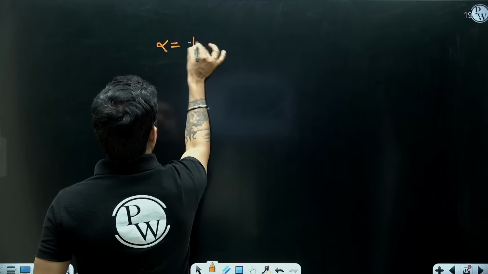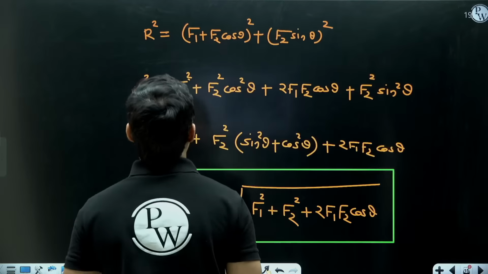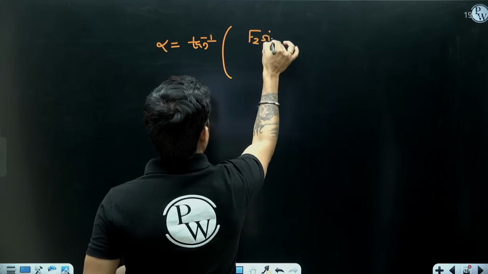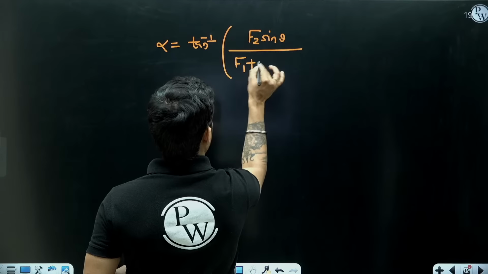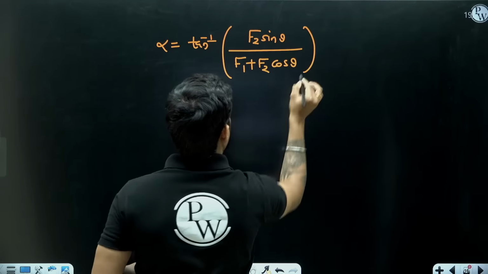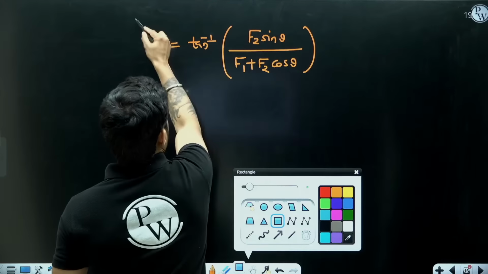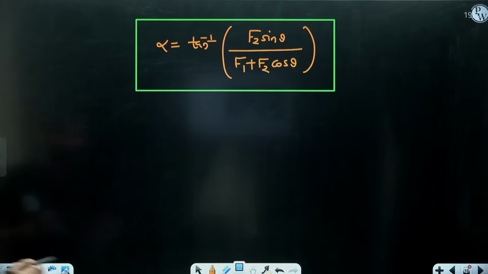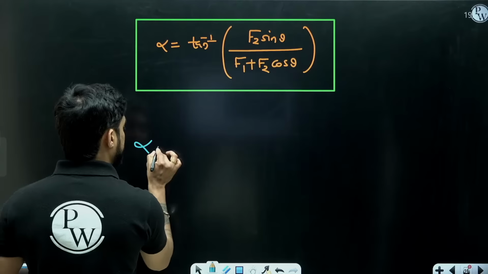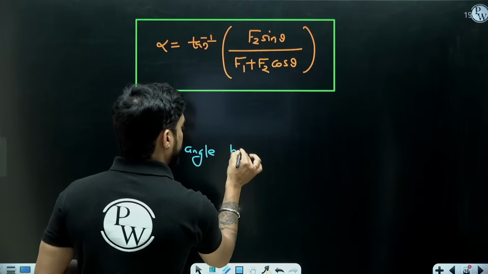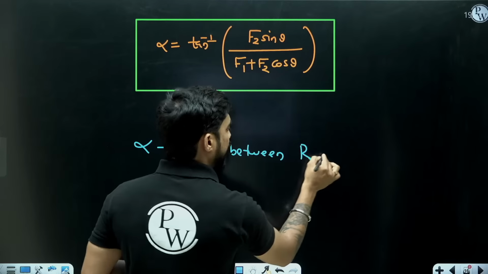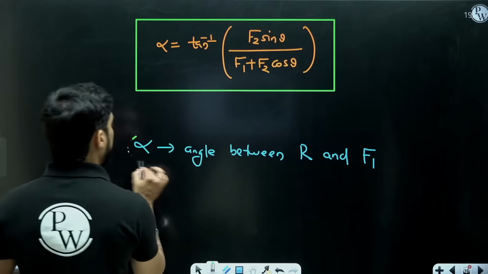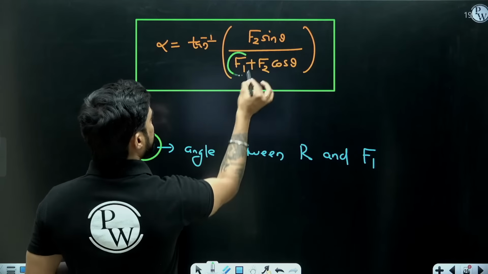So alpha will be equal to tan inverse of f2 sin theta divided by f1 plus f2 cos theta. This is the direction of resultant R. This alpha is the angle between R and f1. The alpha is the angle between R and this f1.